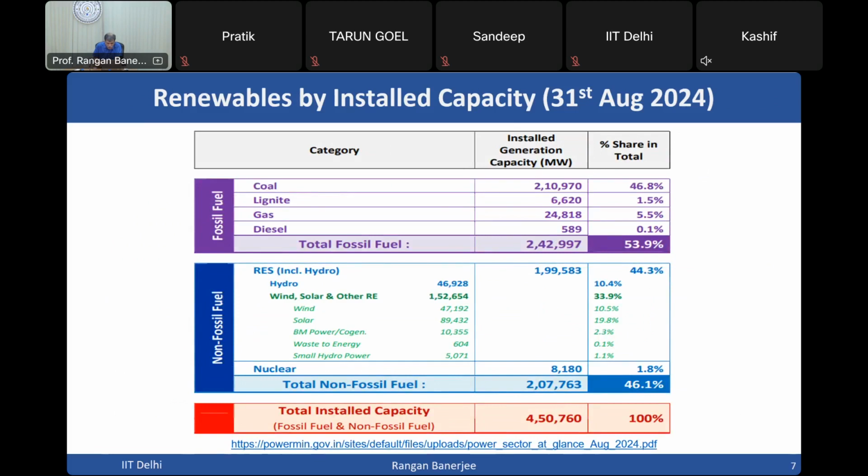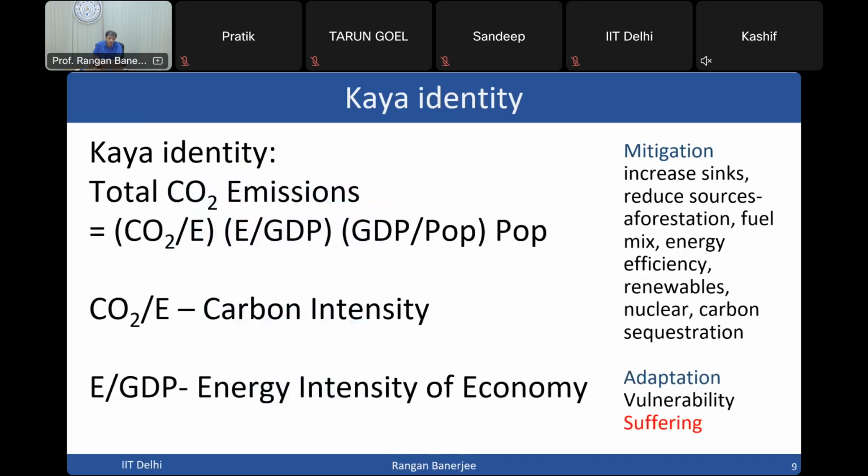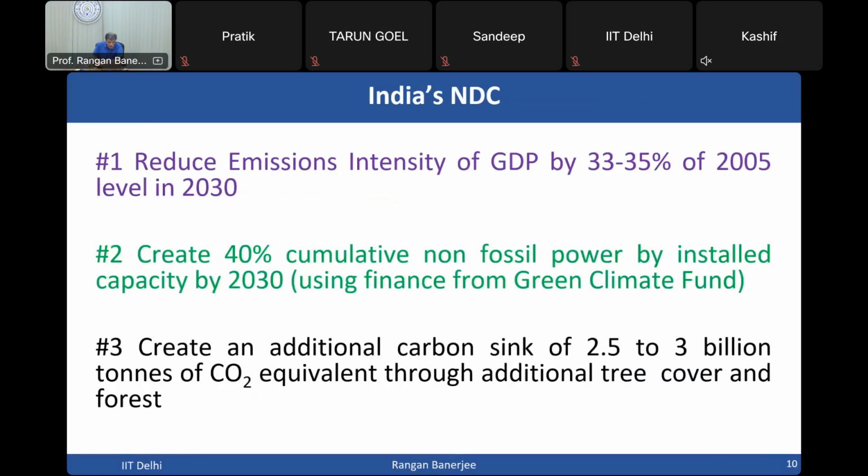You can look at the breakup of the capacities. I'm not going to focus on these numbers, but these are things which you can look at. The slides are going to be shared with you. The share of renewables, excluding hydro, is about 13% by generation. If we add hydro, it's another 9%, so we are talking of more than 22% which is renewable and green electricity. We talked in the class about the Kaya identity, and you can look at these numbers in terms of carbon intensity and energy intensity, how that has changed over the years and how that needs to change.